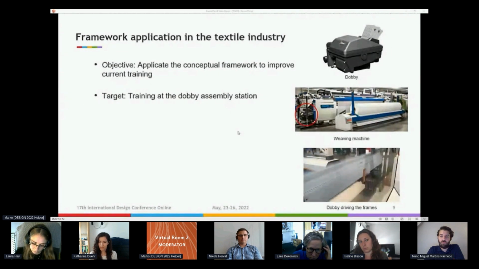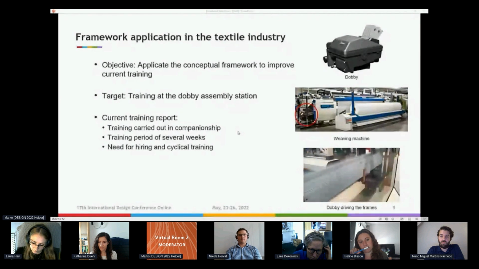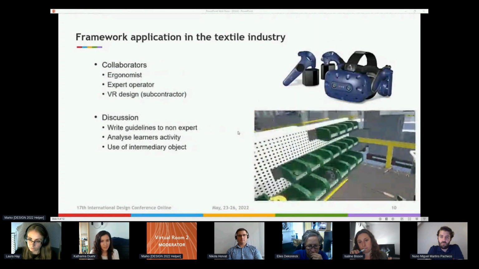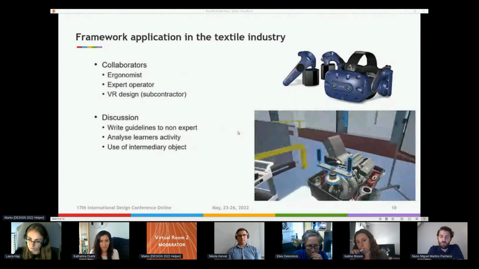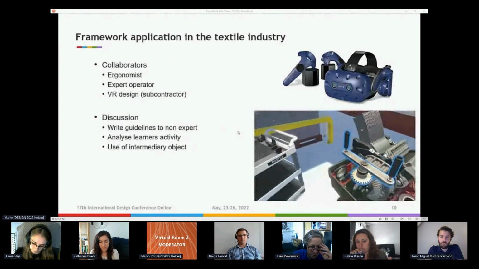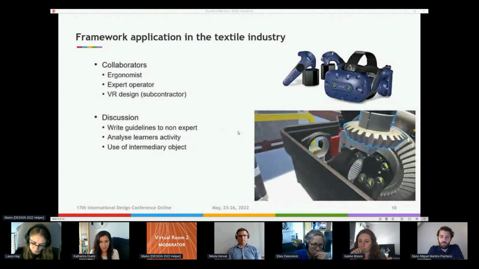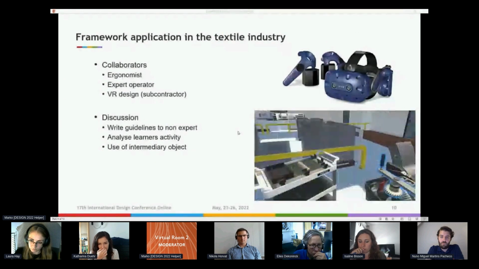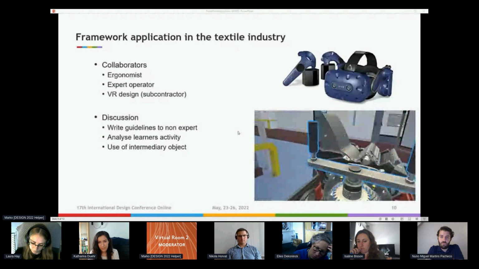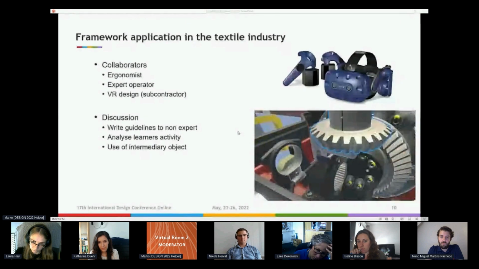First, it's carried out in companionship with an expert operator on the workstation. The training period is long, and the request for hiring and therefore training is critical for the textile sector. The application of the framework allowed us to obtain an application based on virtual reality to complete the companionship part of the training. That is to say, the learner will have several virtual reality exercises during his training.